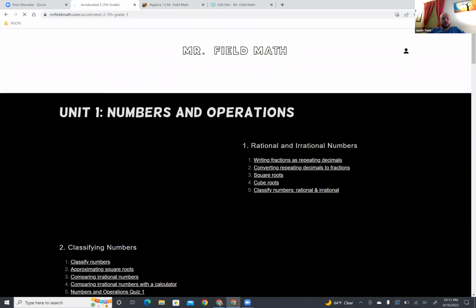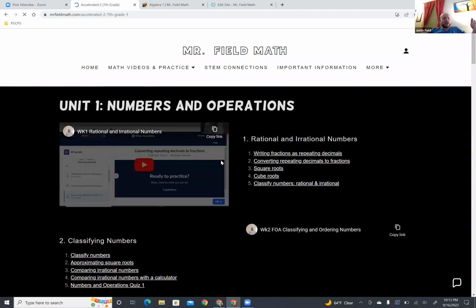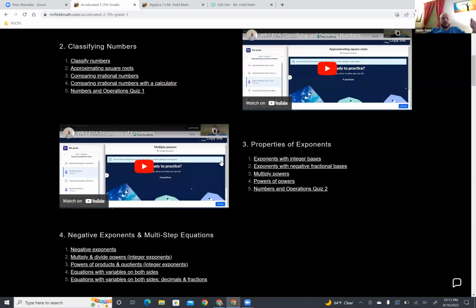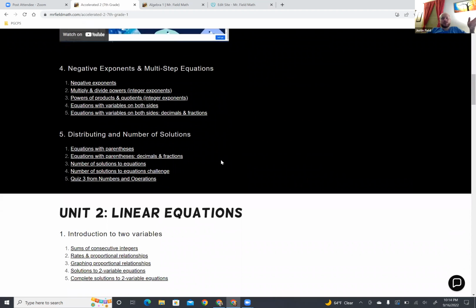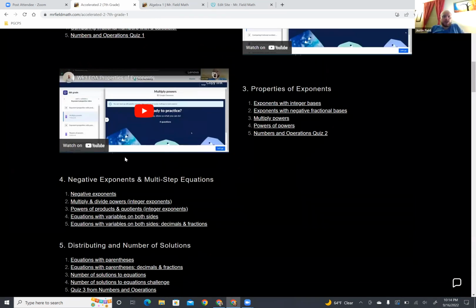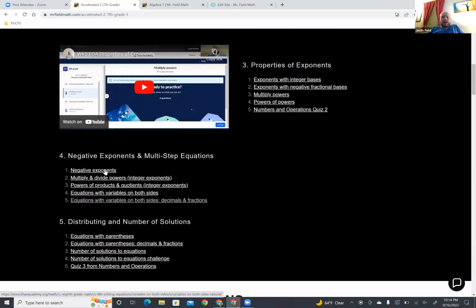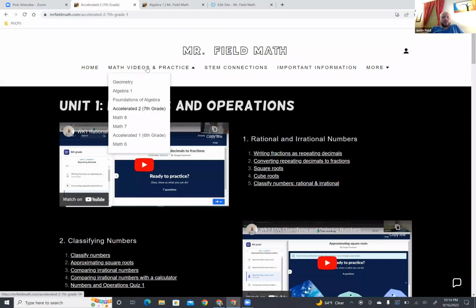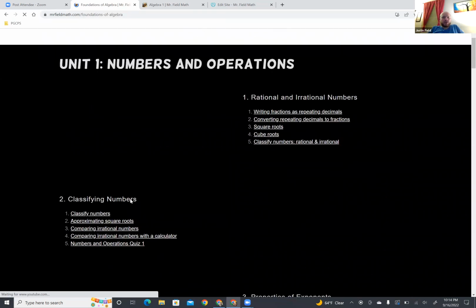Even with one of these videos here, just go to accelerated 2, and this is what the accelerated 2 kids are doing, which is very similar to the foundations. In fact, I copied and pasted, and then I was going to change it up a little bit, but I don't even think I need to. So right now they're going to do what we would have done, and you guys are going to do the quizzes for that stuff, and then we're going to jump into algebra 1.